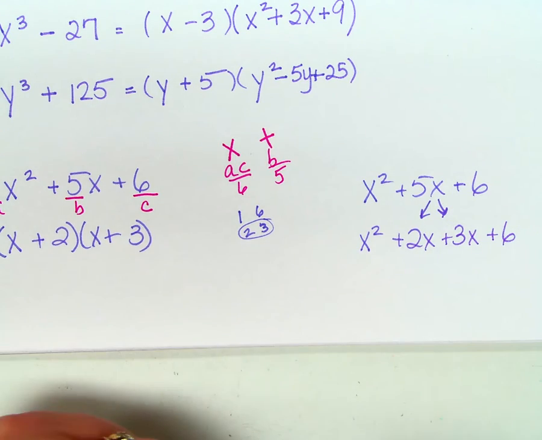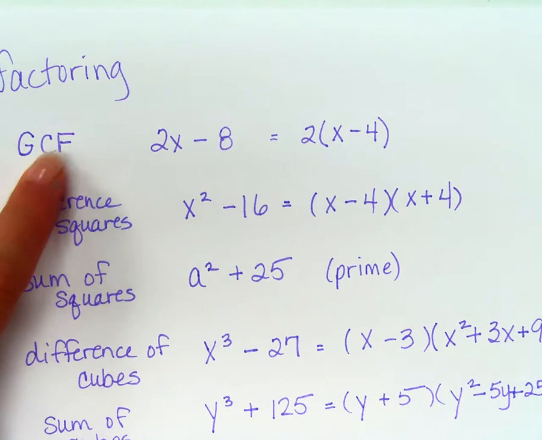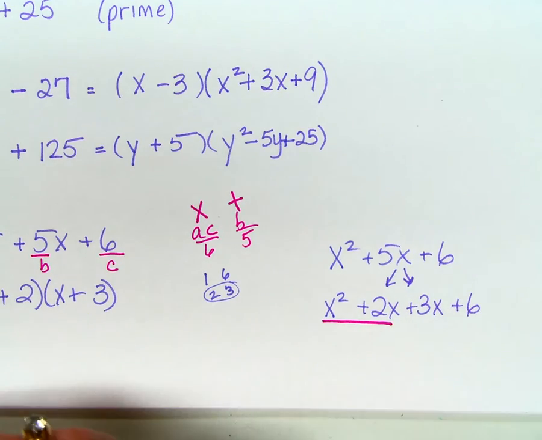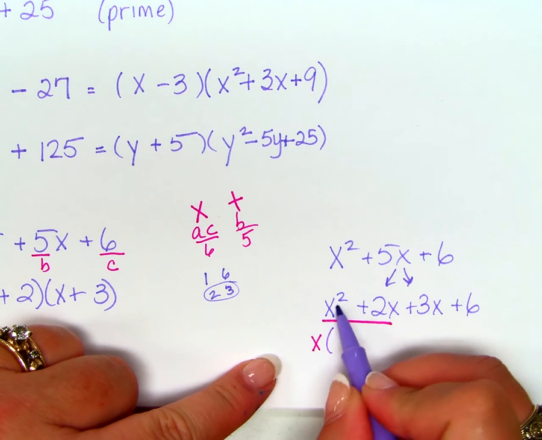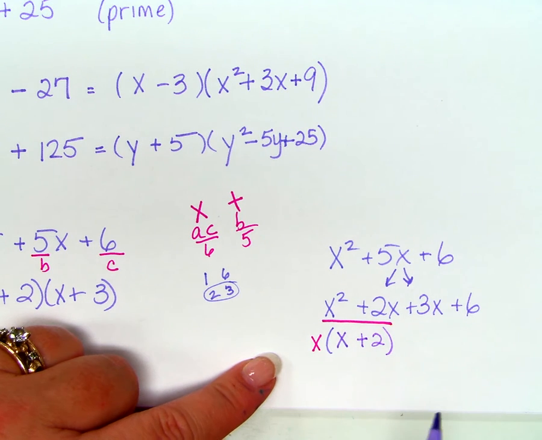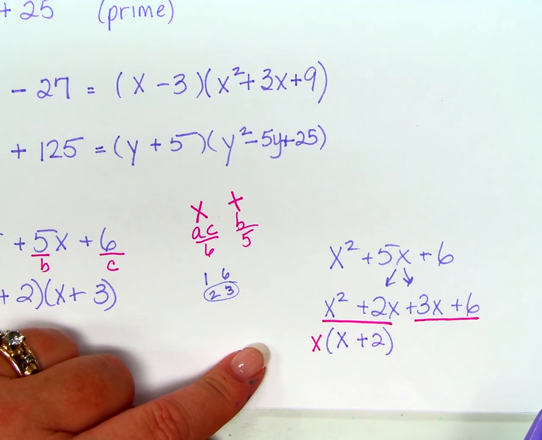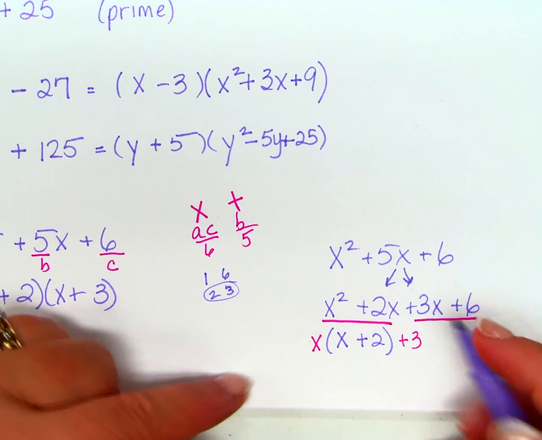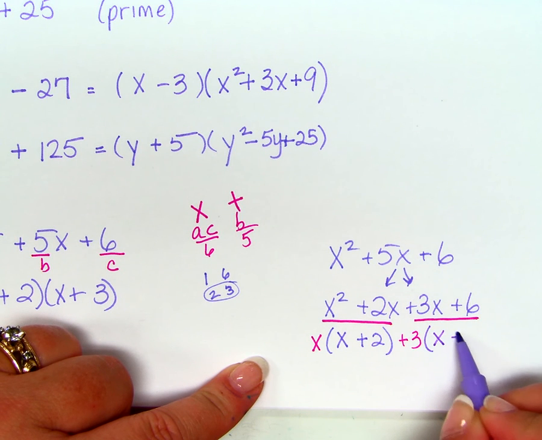Then we just looked at the first two terms and figured out what was the greatest common factor that we could get out of the first two terms. What are they both divisible by? An x, right? Well, what's left if I factor out an x? X plus 2. Remember that? Now I just look at the second two terms. What are they both divisible by? A 3. Then I factored out a 3. What's left if I factor out a 3? X plus 2.